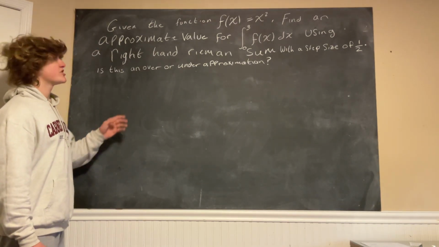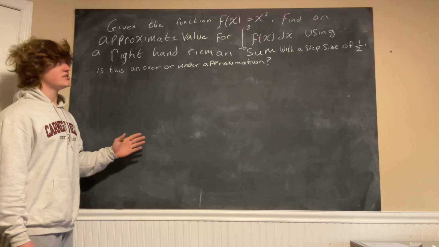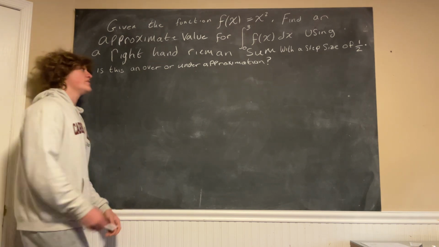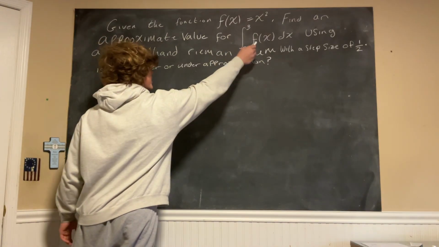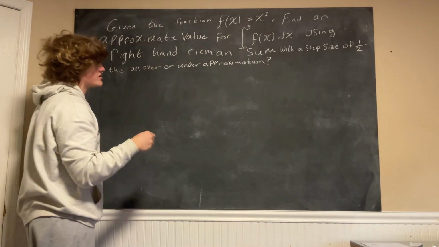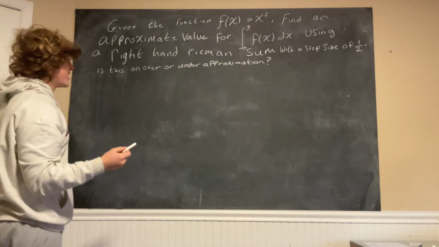Now, in this question, we are given the function f of x is equal to x squared, and we are trying to find an approximate value for the integral from 0 to 3 of f of x with respect to x using a right-hand Riemann sum with a step size of 1/2.